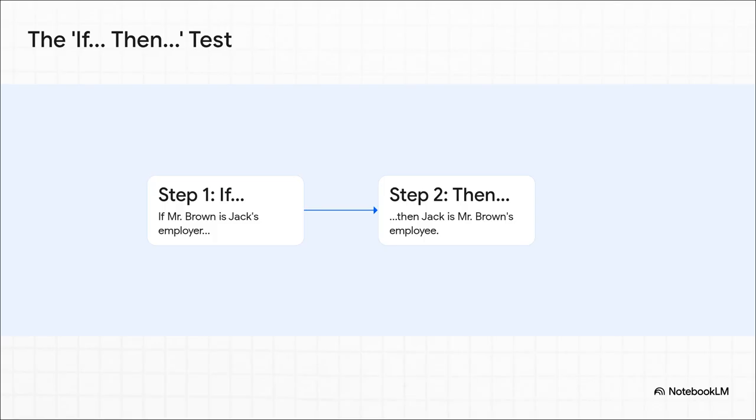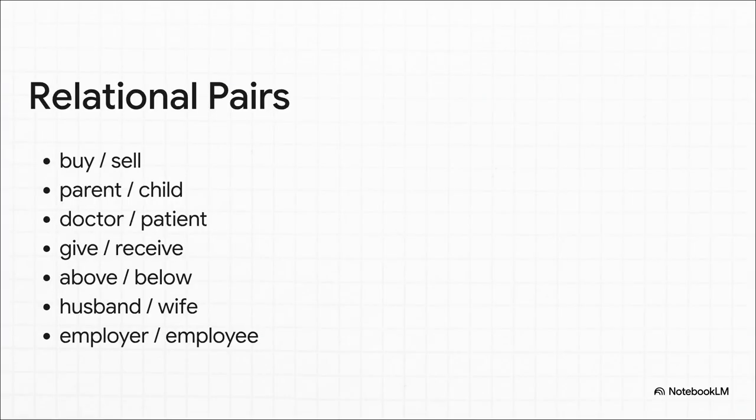For example, if Mr. Brown is the employer, then it logically has to follow that Jack is the employee. You see, the existence of an employer requires the existence of an employee. One just can't exist without the other. And once you start looking for them, you see these pairs everywhere. If someone is buying something, someone else has to be selling it. If there's a parent, there has to be a child. Doctor and patient, give and receive, above and below. All of these pairs have that perfect seesaw symmetry.